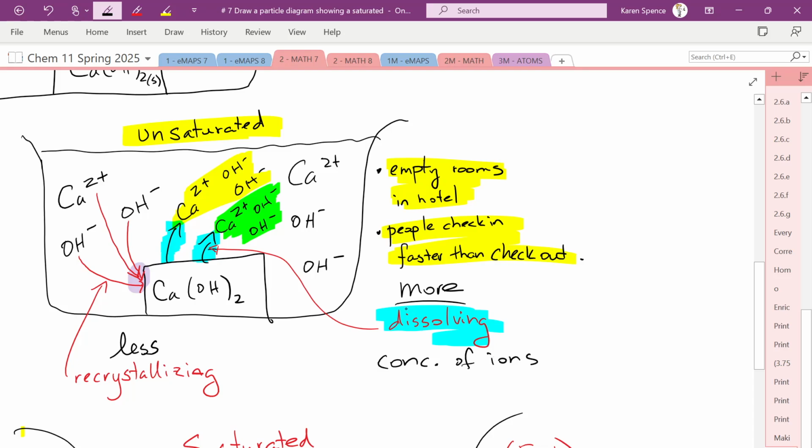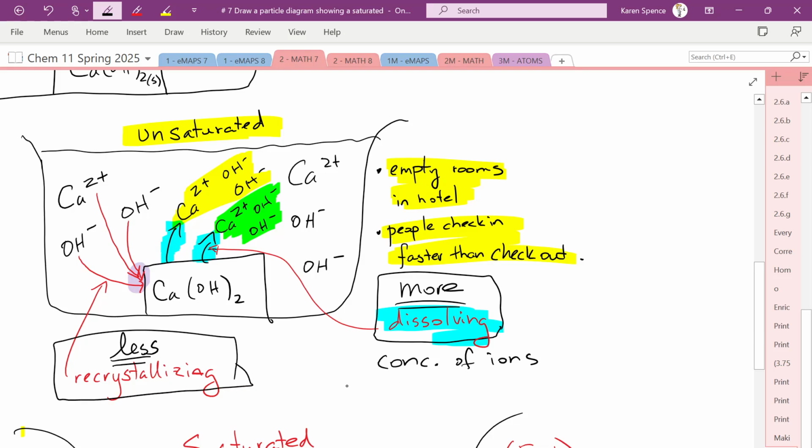If we're dissolving more and we have less recrystallization, what happens to the concentration of the ions? Does it stay the same? Does it go up? Does it go down? Chat with your neighbor about that. In our unsaturated solution, are we ending up with more Ca2 pluses floating around, less Ca2 pluses floating around, or the same?